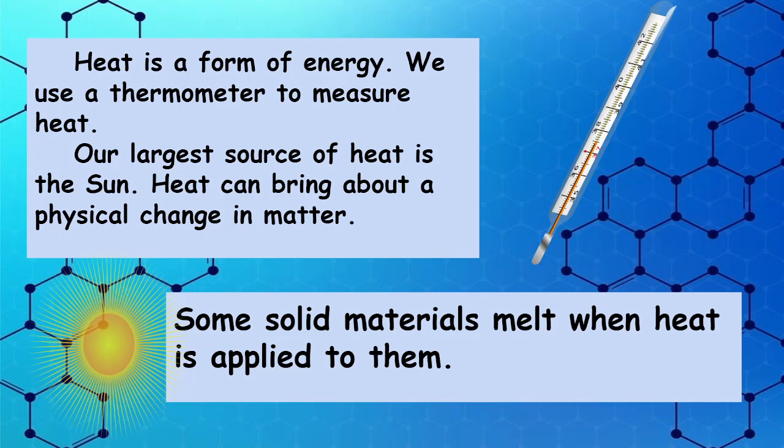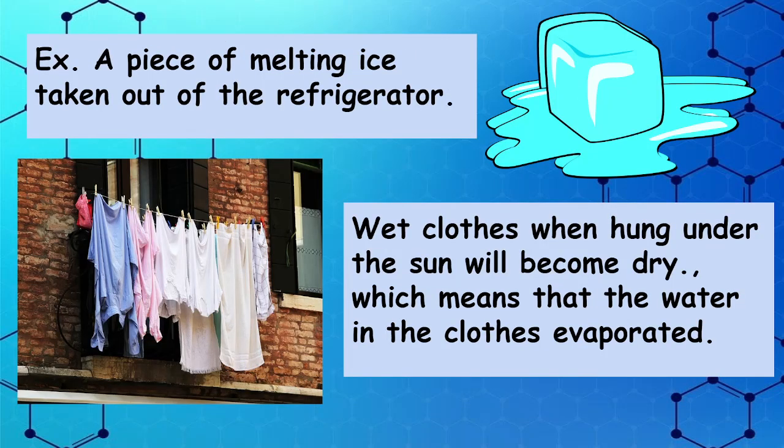Some solid materials melt when heat is applied to them. Let us see the samples here. For example, in the picture you can see a piece of melting ice when it is taken out of the refrigerator. Wet clothes when hung under the sun will become dry, which means that the water in the clothes evaporated. So because of the heat or heat energy, physical changes happen to a cube of ice and wet clothes that are hung to dry under the sun.